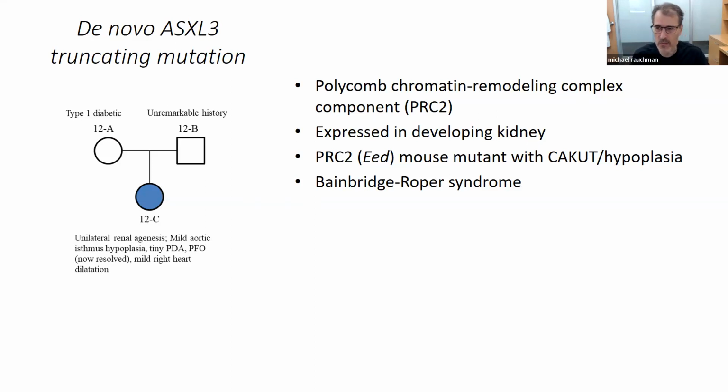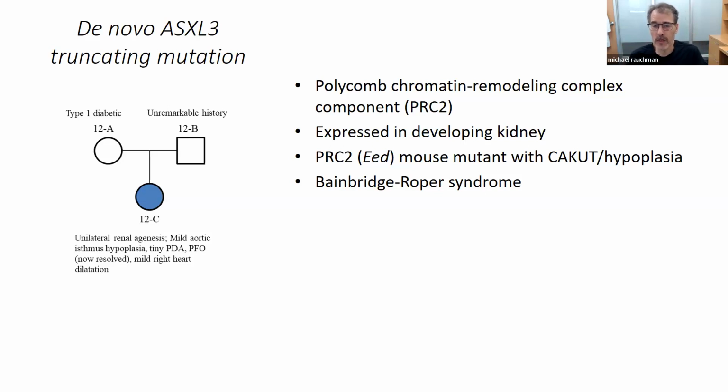Russell, who looked at this mutation and said, yeah, this is a typical Bainbridge-Ropers mutation. But then we need other things to help us determine, was this just by chance? Could there be some other reason why this child was missing one kidney? Or is it really related to the ASXL3 mutation? So we want to do things to validate it.